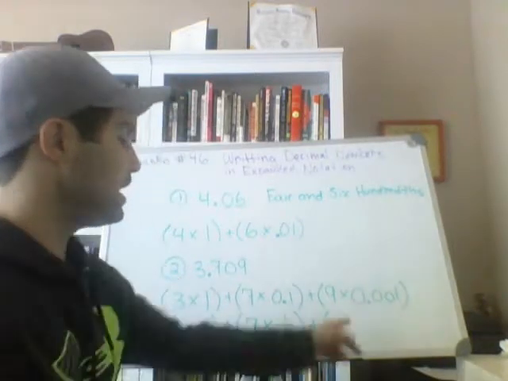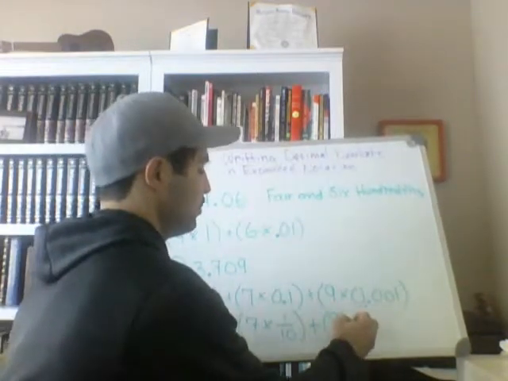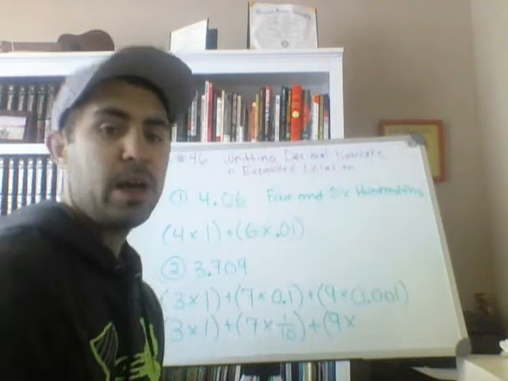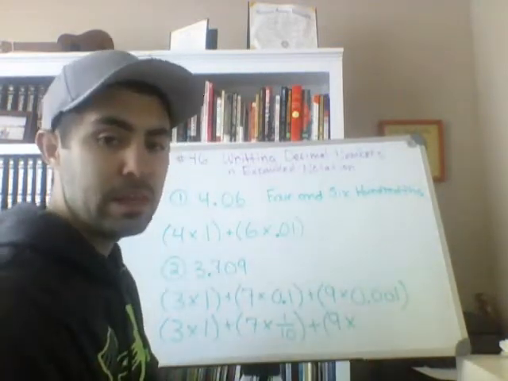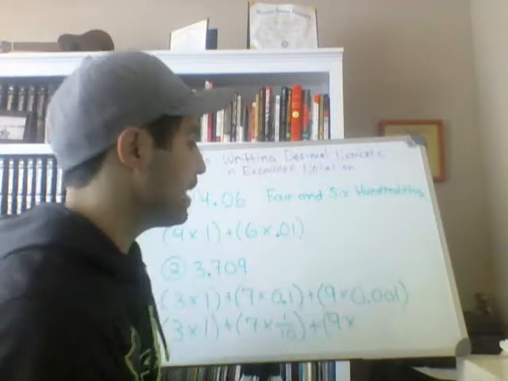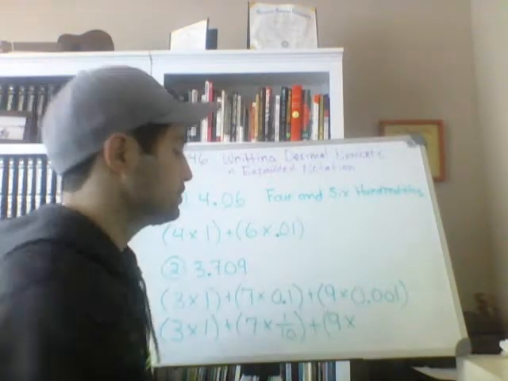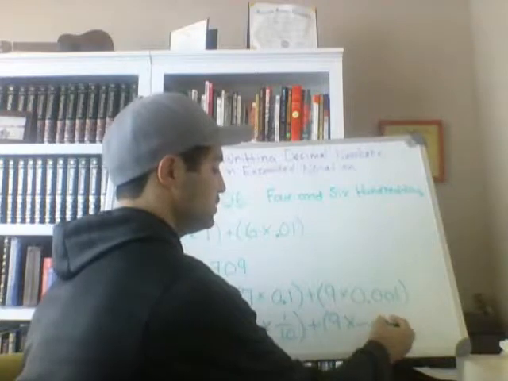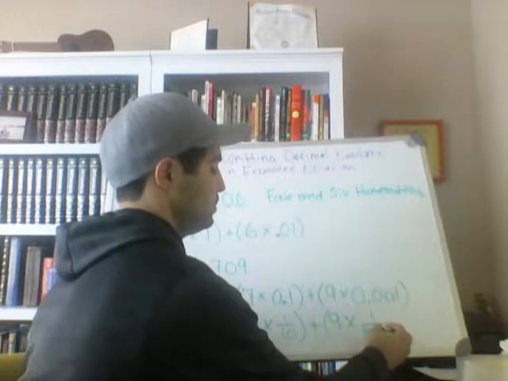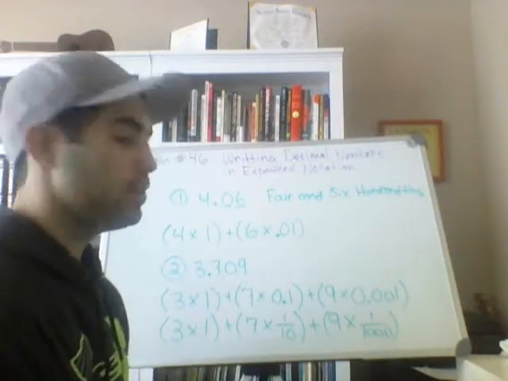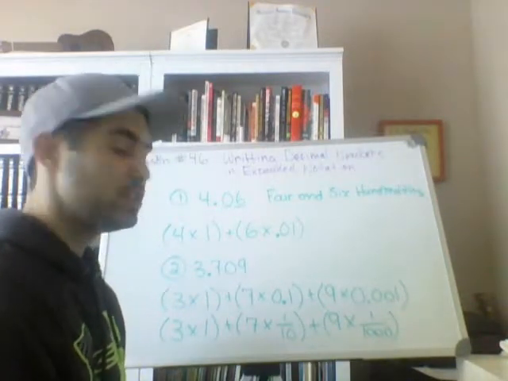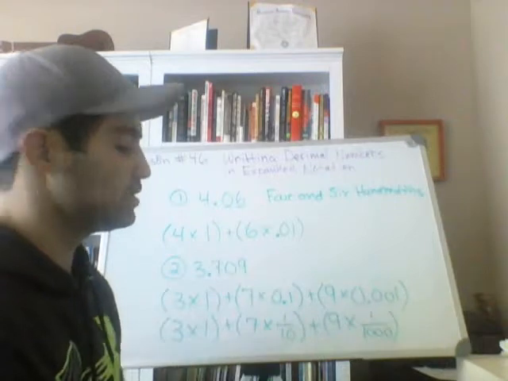Alright, so now we're going to take 9, and what are we going to multiply the 9 by? Since this says right here thousandths, since we're multiplying it by 1/1000, then I'm going to change this to a fraction as well. Okay? So this would be how you would write expanded notation using fractions instead of decimals.